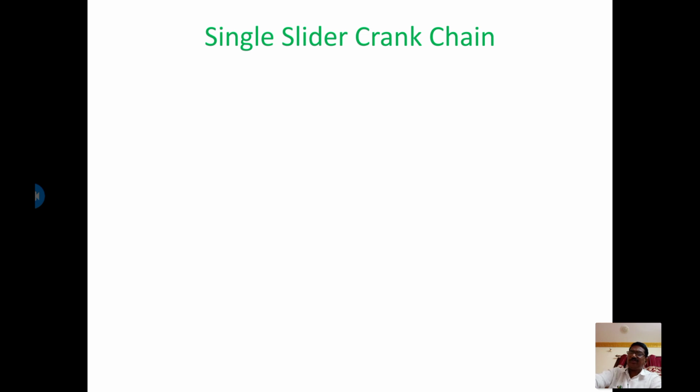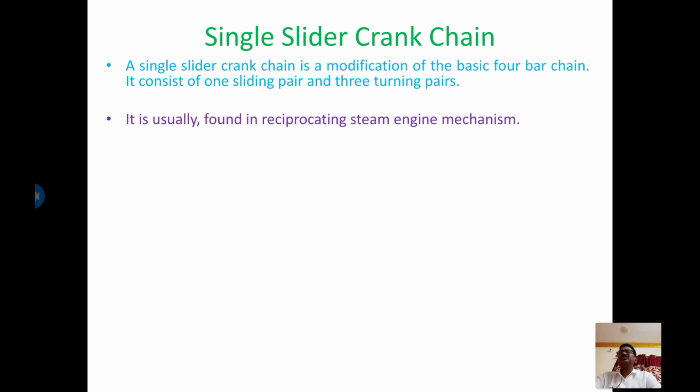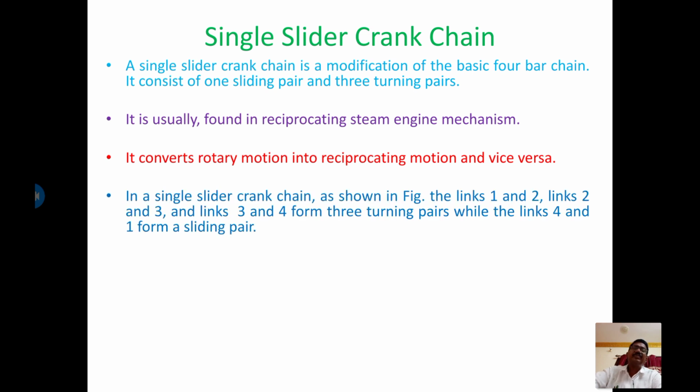Next one, the last topic in this video, is the single slider crank chain. In the previous case, only 4 turning pairs were observed in the 4-bar mechanism. Now we are taking the slider crank mechanism. This is a modification of the basic 4-bar chain. It consists of 1 sliding pair and 3 turning pairs. It is usually found in the reciprocating steam engine mechanism. It converts rotary motion into reciprocating motion and vice versa.